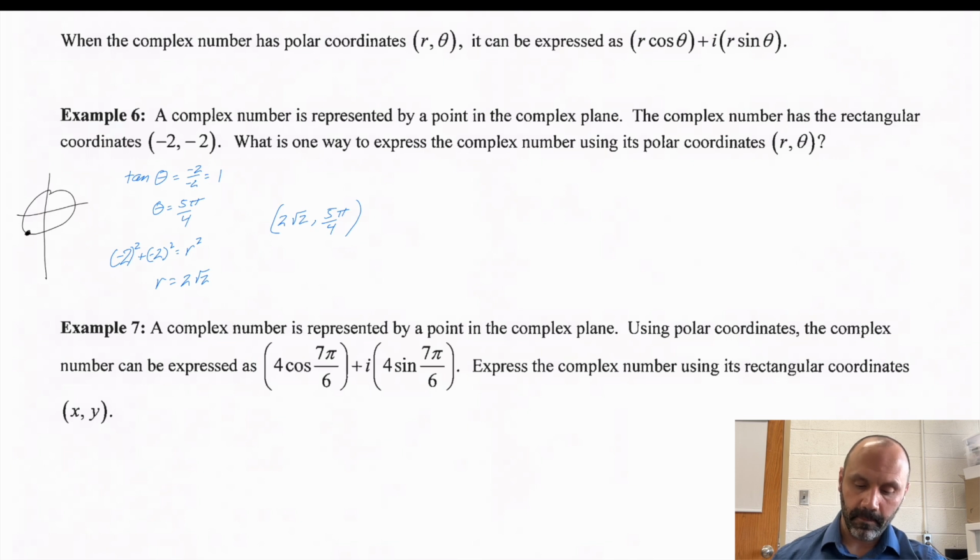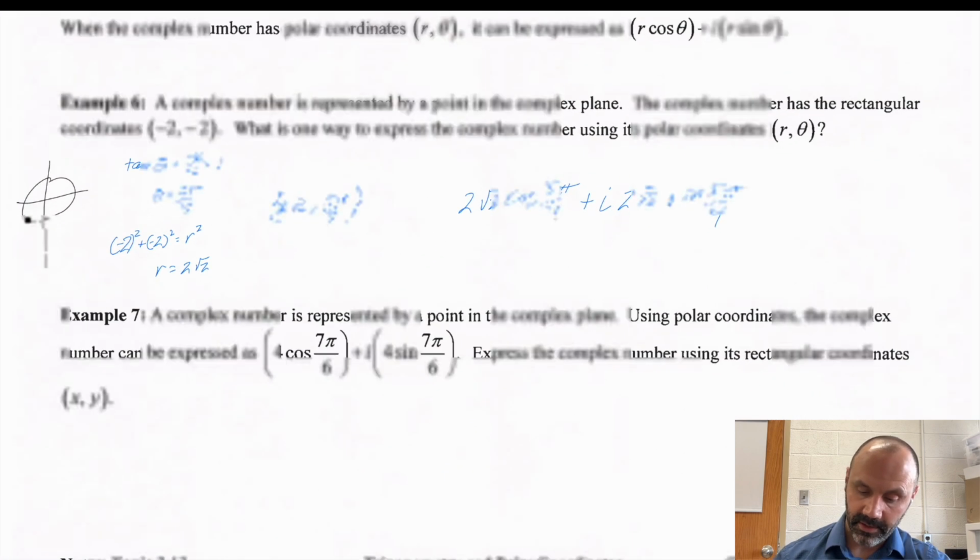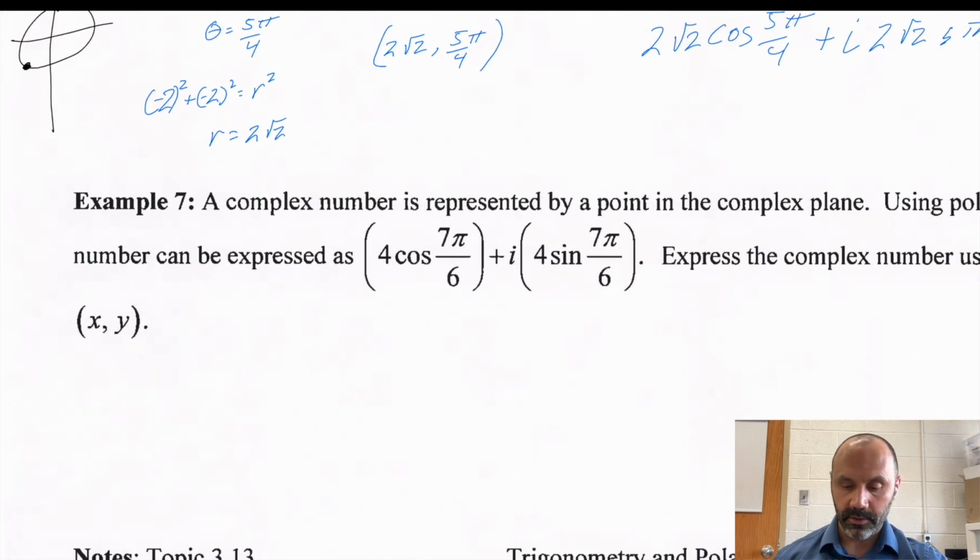For example 7, they give us polar coordinates to express the complex number. So going back to example 6, we can rewrite this as 2 root 2 cosine of 5 pi over 4 plus i times 2 root 2 times sine of 5 pi over 4. All right. But anyway, going back to example 7 now, what we can do is we evaluate this and we find what these coordinates are.